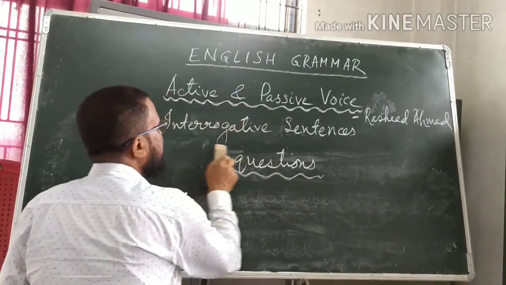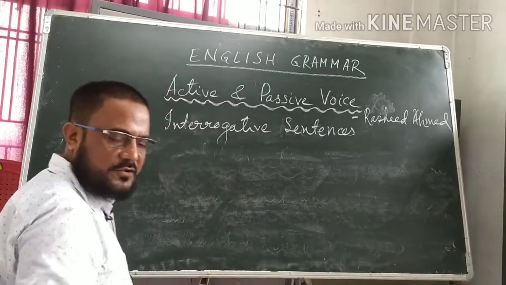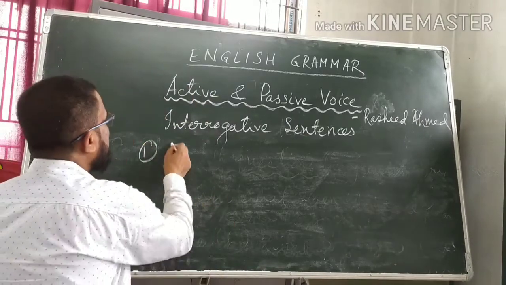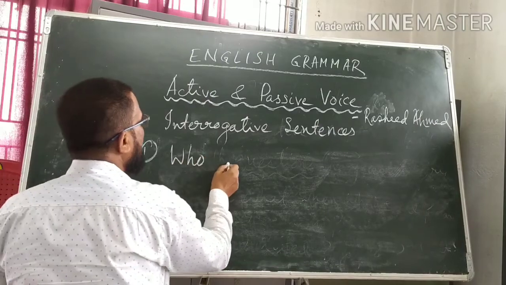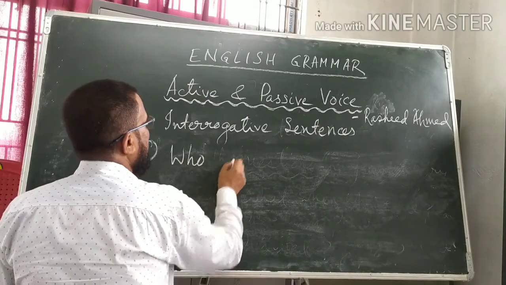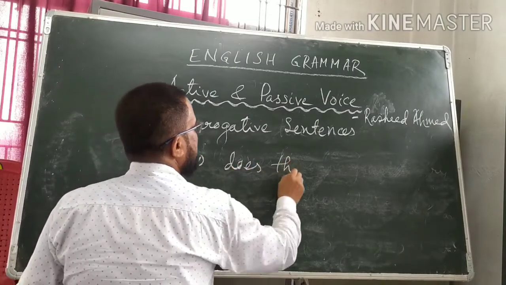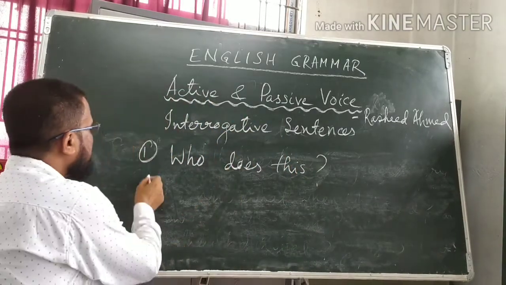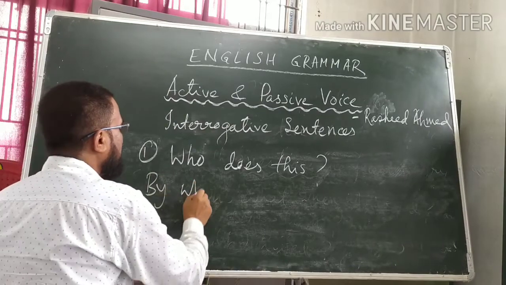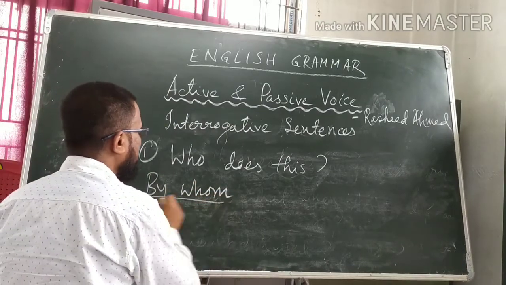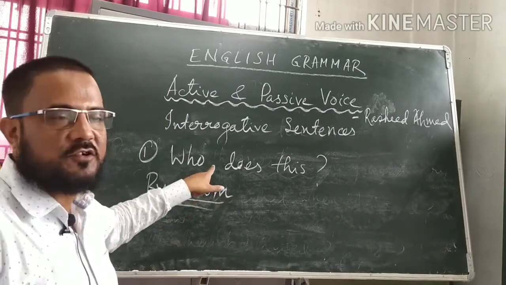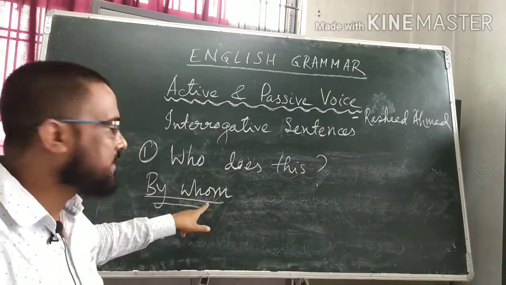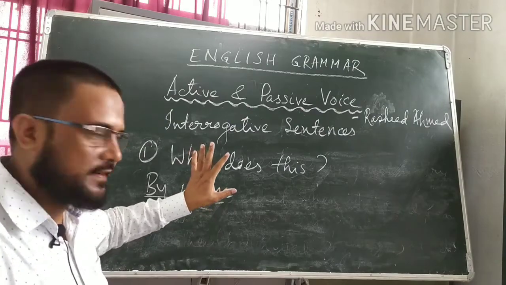For example, if your sentence begins with the WH word who, for example, who does this, then in the answer you have to start with by whom. That is something you have to remember forever. If the WH question begins with the word who, then in the answer in passive voice, you have to write by whom. This is the first thing.